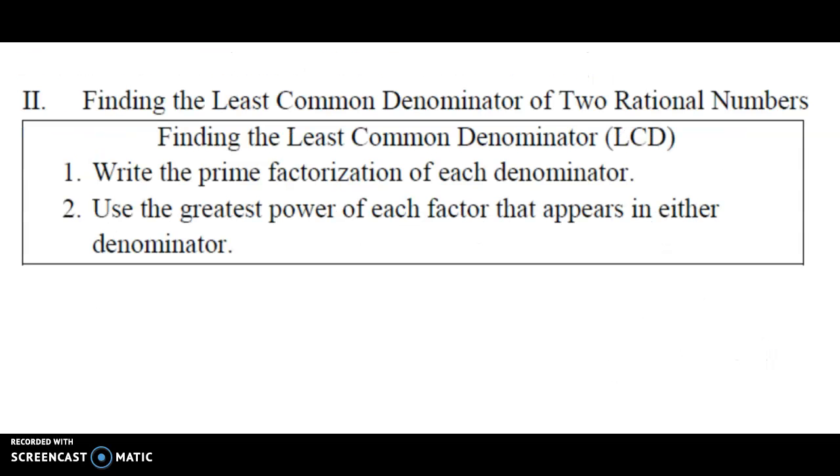All right, now unfortunately, not all of our rational expressions are going to have common denominators. So just like when we have fractions that don't have common denominators, we're going to have to find one. The second part of our lesson today is I'm going to teach you how to find the least common denominator of two rational numbers. And how you do it is you write the factorization of each denominator and use the greatest power, I'm going to underline that for you, of each factor that appears in the denominator. It's easier to show you than to tell you verbally. So let's go right into number 1.